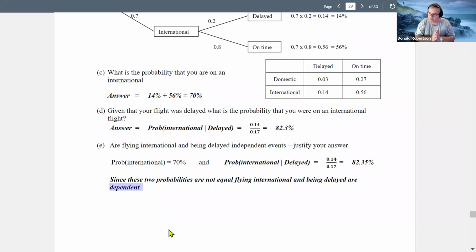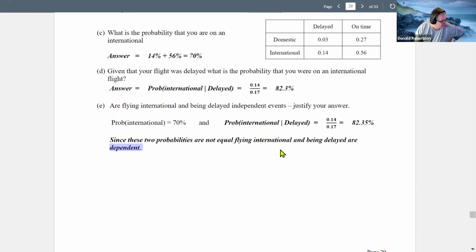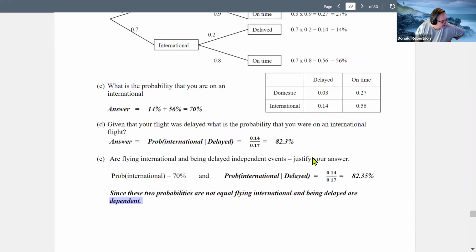So you find the probability of the thing, like international, then you find the conditional probability. If they're the same, independent. If the two things are different, dependent. And that's from the probability section to do with dependent and independent. That's a good question. I like that question.